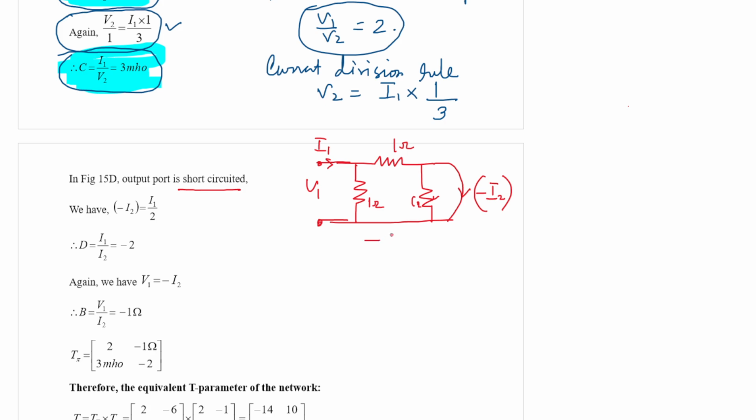So what will be this I2? This current will be minus I2 flowing through this 1 ohm resistor. So this current should be the total current, which is I1, into the resistance of the other branch, which is 1 ohm, divided by total resistance 1 plus 1, which is 2. That is why it is written minus I2 is equal to I1 by 2. This is the first relation. So from there you can evaluate D is equal to minus 2.